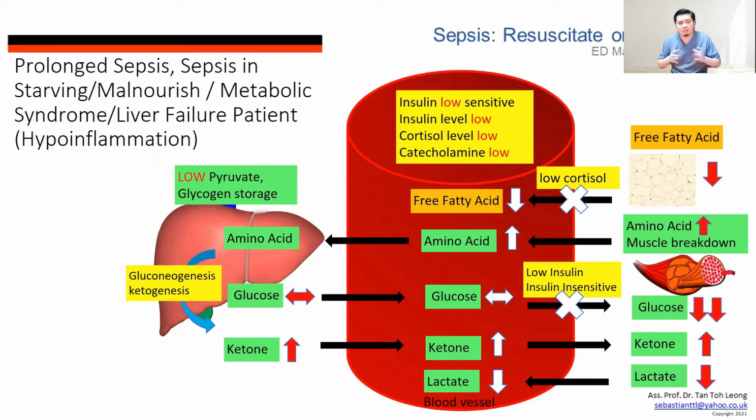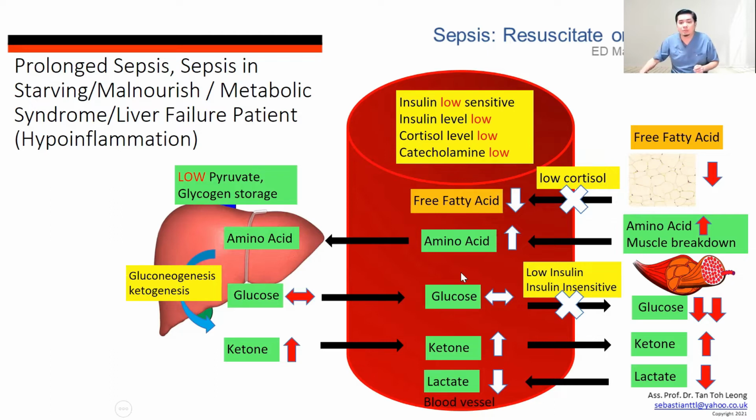This patient, maybe there is some starvation, malnourishment, or metabolic syndrome, especially those who are obese. They will have this situation, or liver failure patients, they have no reserve. They will present with a hypoinflammatory situation. Yeah, prolonged sepsis or a hypoinflammatory situation. Usually the cortisol level, catecholamine level, and insulin level will be low because of the catabolism that makes the patient unable to produce more hormone. The patient is really in exhaustion, not enough nutrition to produce this.